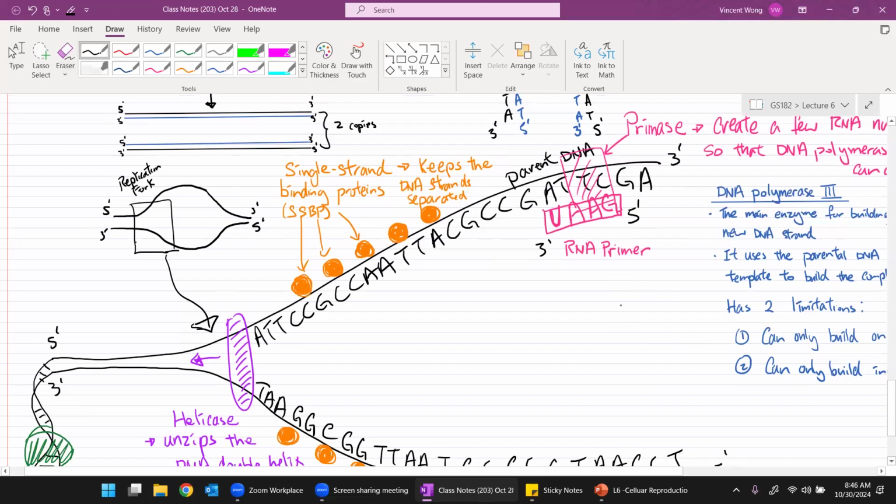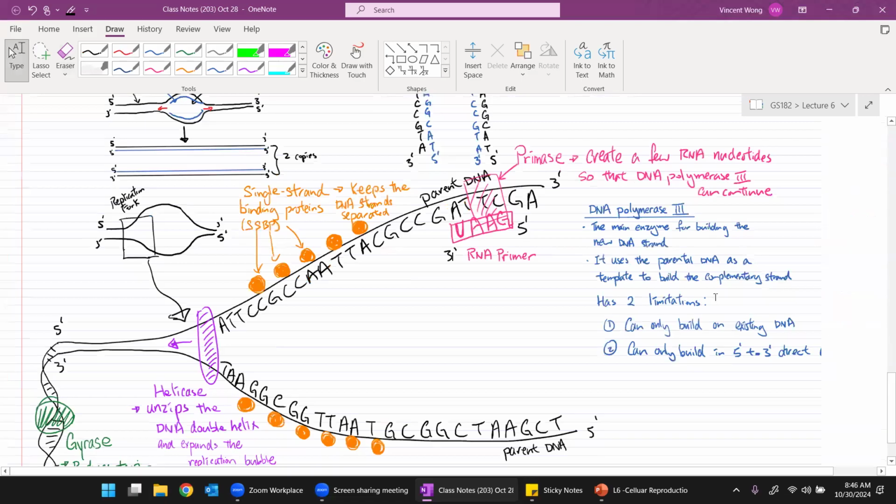That takes us to the second limitation of DNA polymerase 3. Second limitation, I'm just going to read it to you again: can only build in the 5' to 3' direction on the new strand. So when the DNA polymerase 3 attaches, is it going to continue building over here, or is it going to continue building over there? Okay.